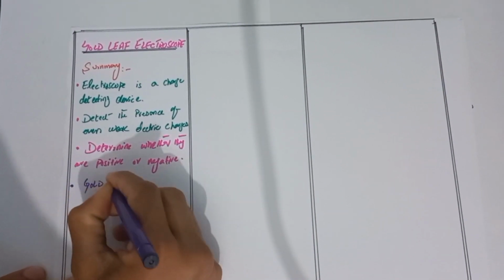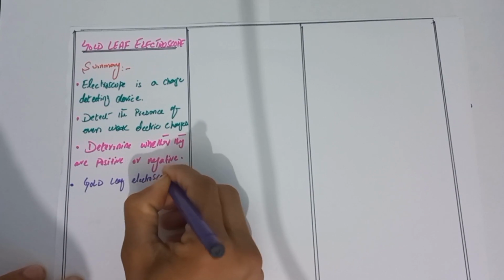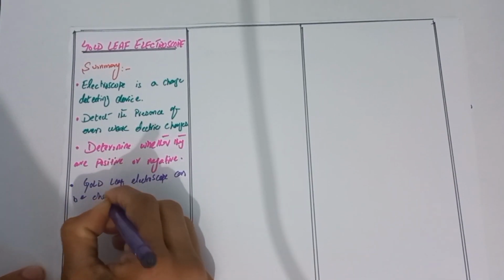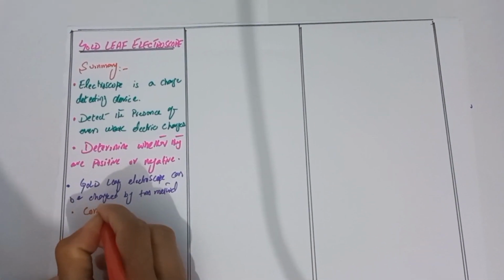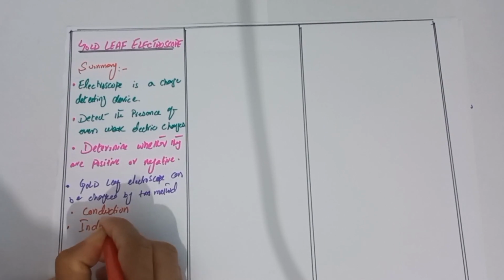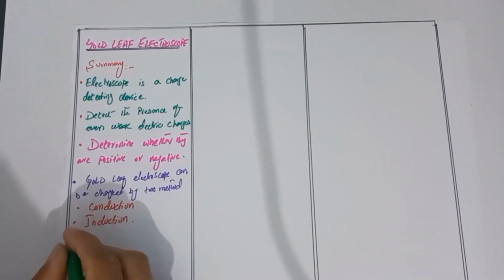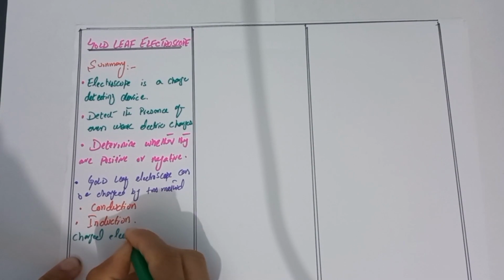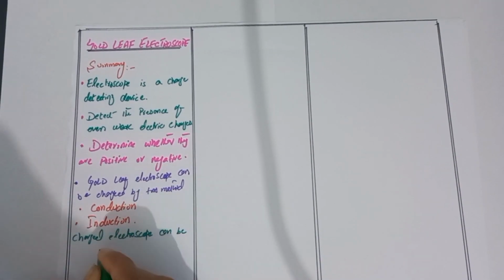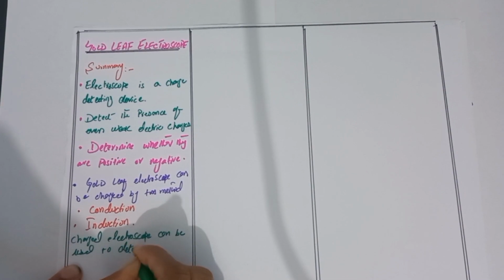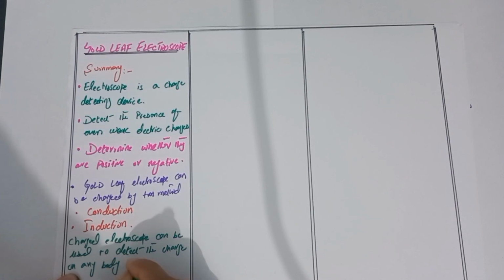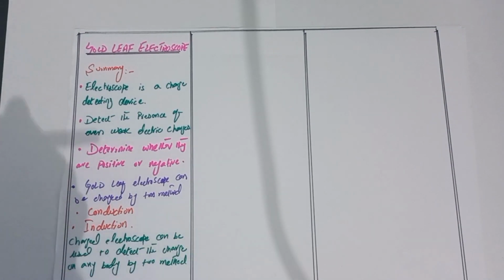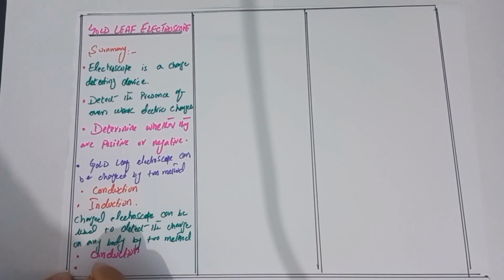A gold leaf electroscope can be charged by two methods, that are conduction or induction. A charged electroscope can be used to detect the charge on any body by two methods, that are conduction and, second, induction.